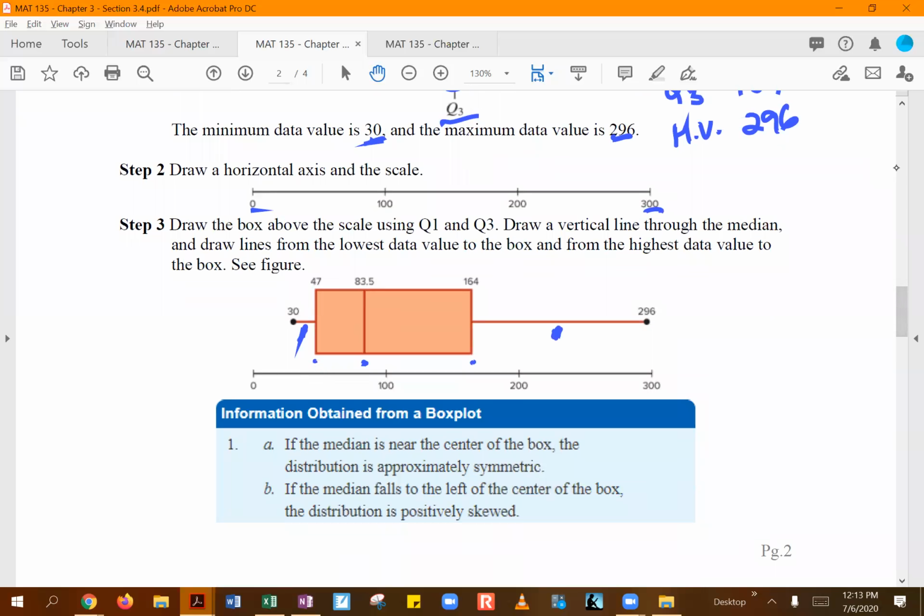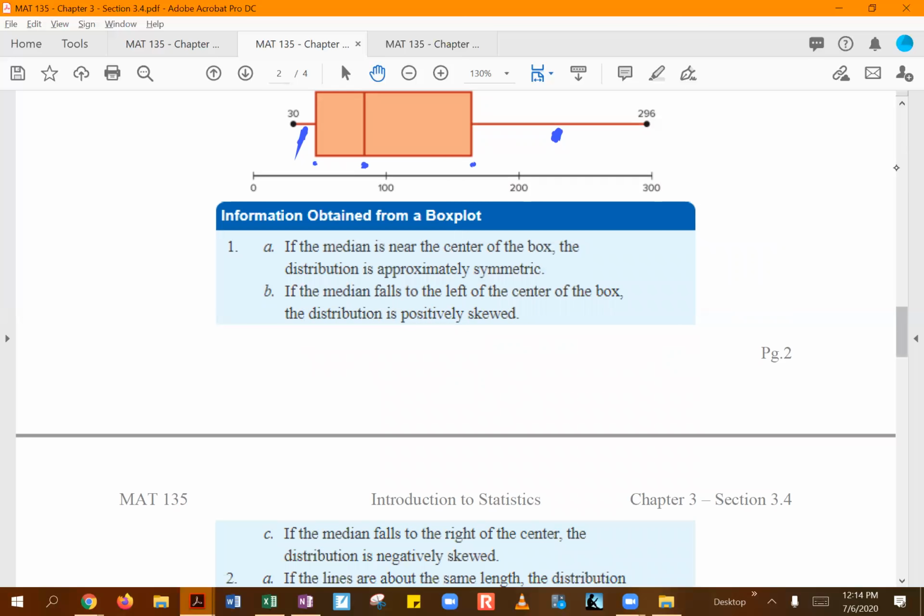But you're basically going from the lowest data value of 30. You will see again how we have that horizontal line. Once you get to 47 for your quartile 1, this is where we start drawing our box. We draw another vertical line at 83.5, which was quartile 2. Another vertical line at 164 for quartile 3. Complete that box, and then from quartile 3 till your highest data value, you end up getting the 296. So you have the box in the middle, and then those 2 horizontal lines is basically what they're calling the whiskers.